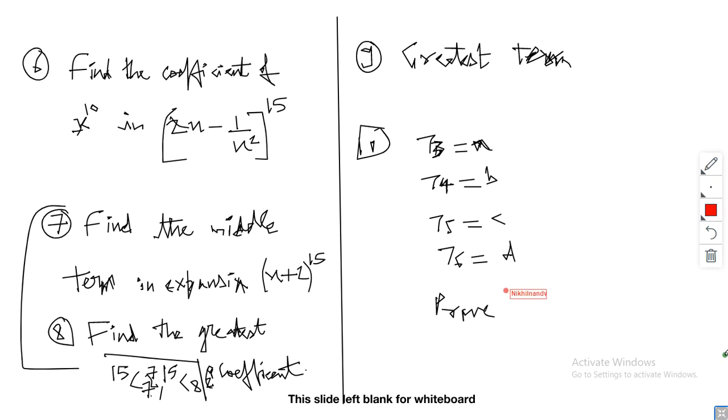Maybe I'll just change the name of the pen. So prove that (B square minus AC) over (C square minus BD) equals 5A over 3C. So this is a bit of a question. It looks tough, but it's not so tough. So these are the types of questions.